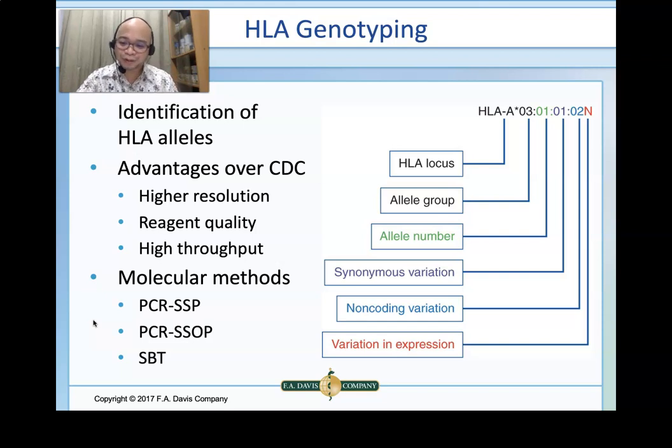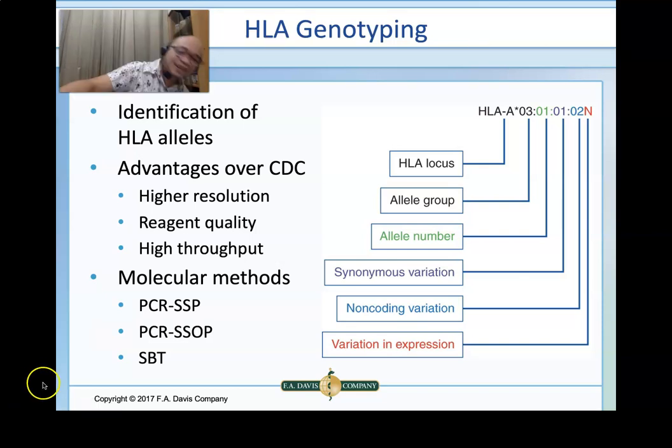The most common approaches for analysis involve PCR amplification. When we say PCR amplification, its principle is primarily DNA amplification, so we should be able to amplify the DNA of the HLA genes with panels of primer pairs.